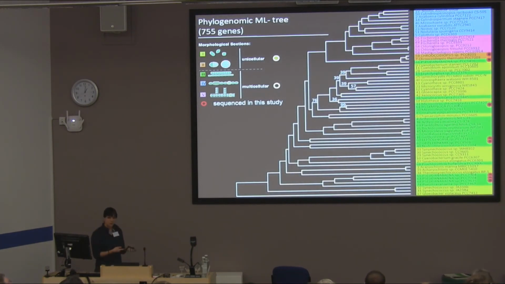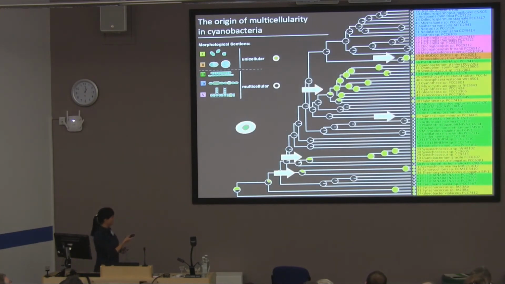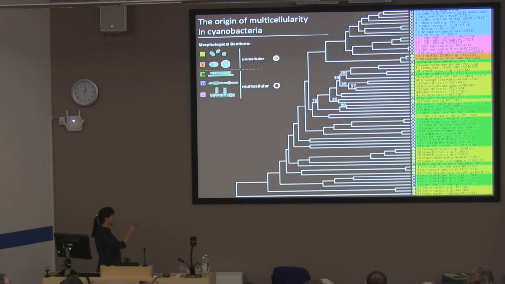This is a phylogenomic tree. It's based on 755 genes. It has way more information. Some of those taxa I sequenced myself. The others have recently been sequenced by the Pasteur Culture Collection, with whom I collaborate.